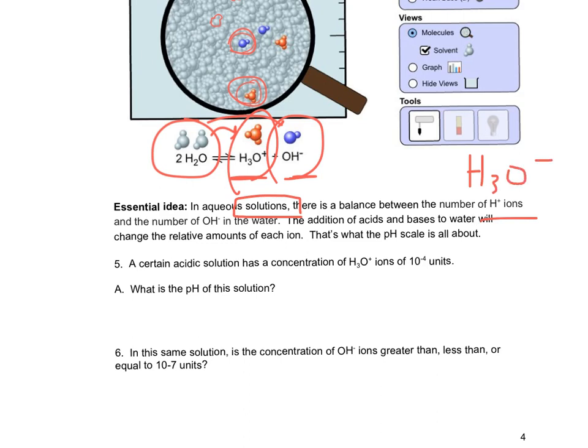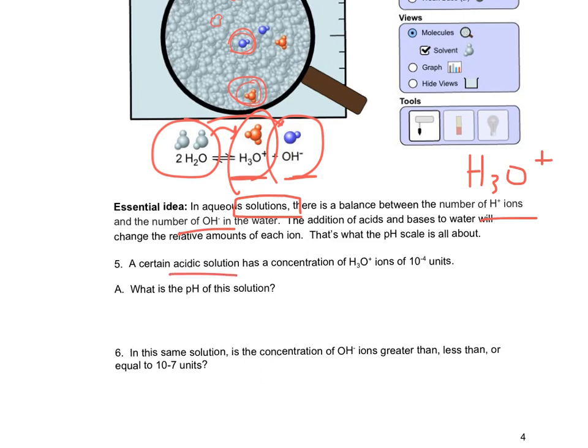Right, those are often used synonymously. It throws off the balance between the hydronium ions and the hydroxide ions, and it's going to change the relative amounts. That's what the pH scale is used to represent. So we've got these two last questions that take us through a little bit of the math of pH. And I think if you understand it mathematically, that can help in your overall chemistry understanding of pH.